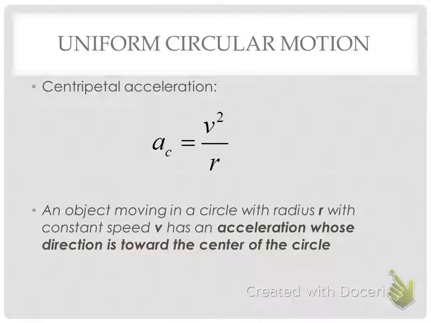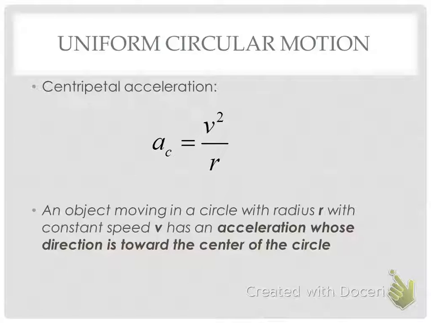When we look at centripetal accelerations, the word centripetal means center seeking. So an object moves in a circle with a radius r at speed v. It has an acceleration whose direction is toward the center of the circle. This is a little bit hard for us to imagine, as it's accelerating. We see a couple of vectors here.